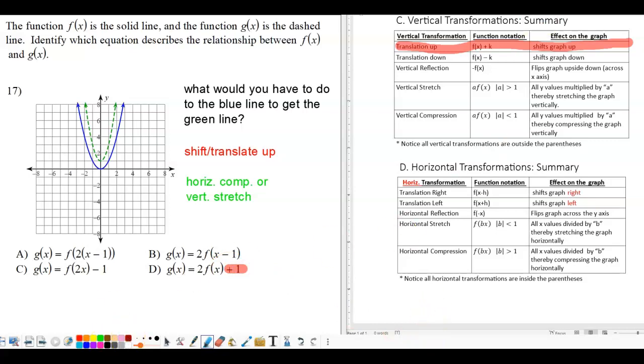But just to continue the rest of the problem anyway, we said that it looks skinnier, which means that it would have to be either horizontally compressed or vertically stretched. So here's a vertical stretch, and here's a horizontal compression. Either way, whether the number's outside the parentheses or inside the parentheses, we should be multiplying by a number greater than 1. And in this case, sure enough, we are multiplying by a number greater than 1 outside the parentheses. So in that case, it would actually be the vertical stretch. All right? So the answer to this one would be D. Let's go ahead and try another one here.